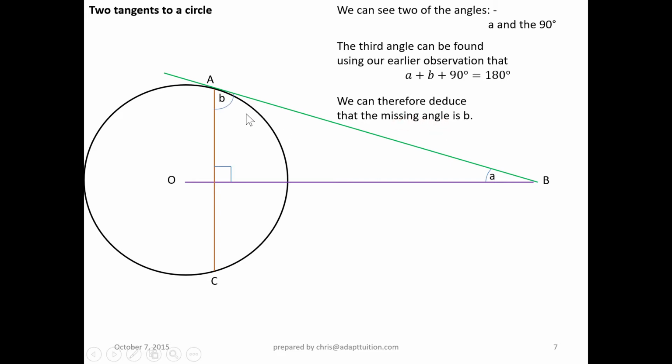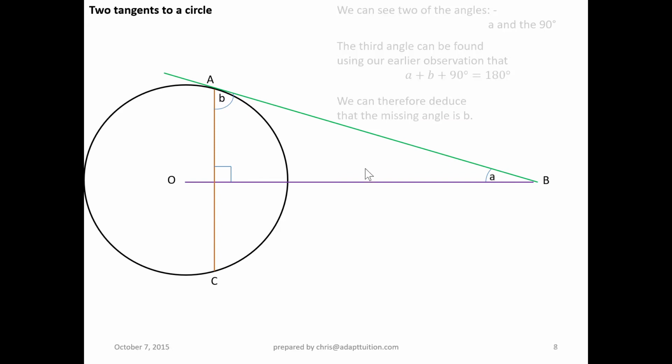We have 90, so we need a B. All that's happening is that when you drop more lines into the triangle, you rearrange where the angles go. So we can deduce that the missing angle is B.